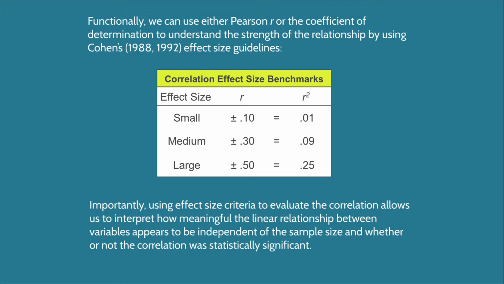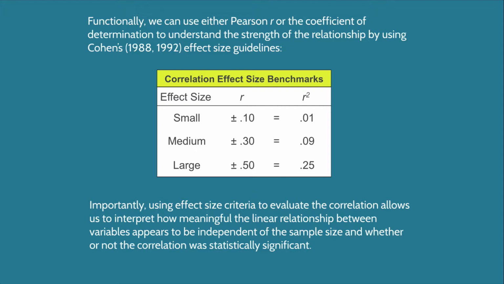Functionally, we can use either Pearson R or the coefficient of determination R squared to understand the strength of the relationship by using Cohen's effect size guidelines. A small effect would be equivalent to an R of plus or minus 0.10, which equates to an R squared of 0.01, or about 1% of shared variability between the two variables.